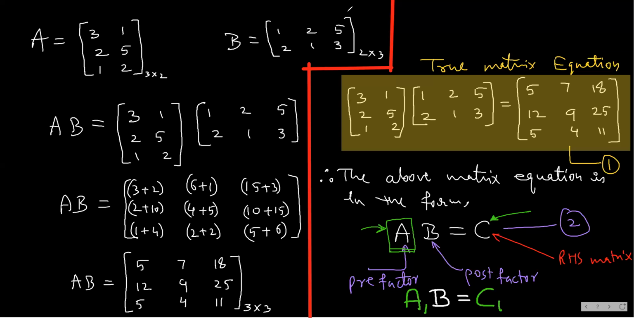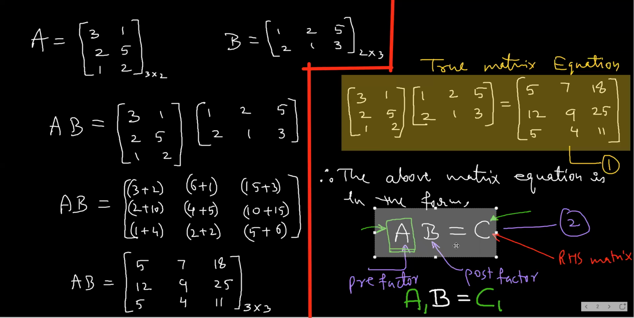And the significance is, was this equation a true equation? Yes, it was a true equation. Remember students, if this is true, this is also true. A into B was C. A1 into B equals C1 is also true. This is the idea.